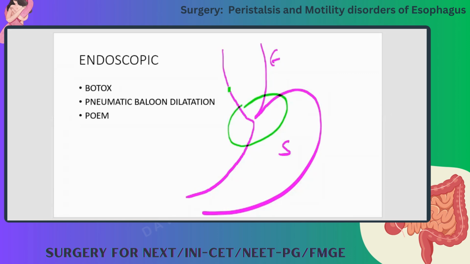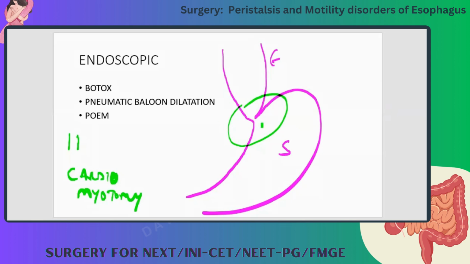Suppose this is a tube. If you make a small opening, a small incision, what will happen? It will open up. So what we do is a myotomy. Inside is the muscle. Myotomy of which muscle? Cardio.